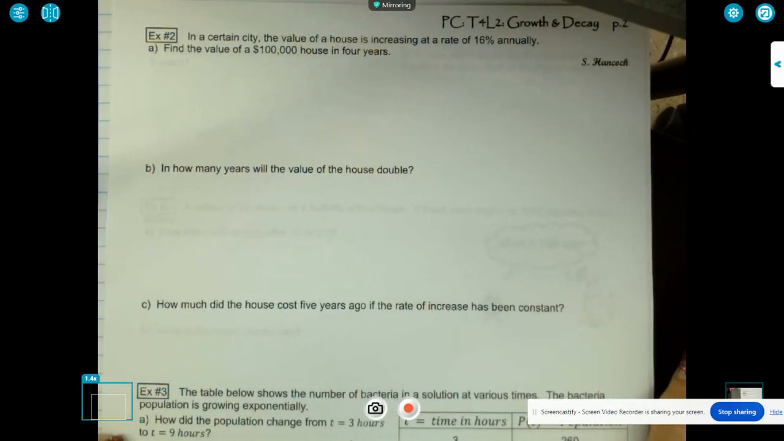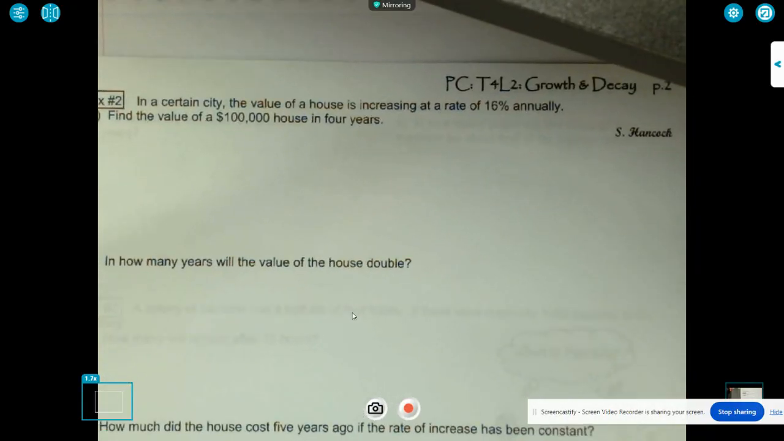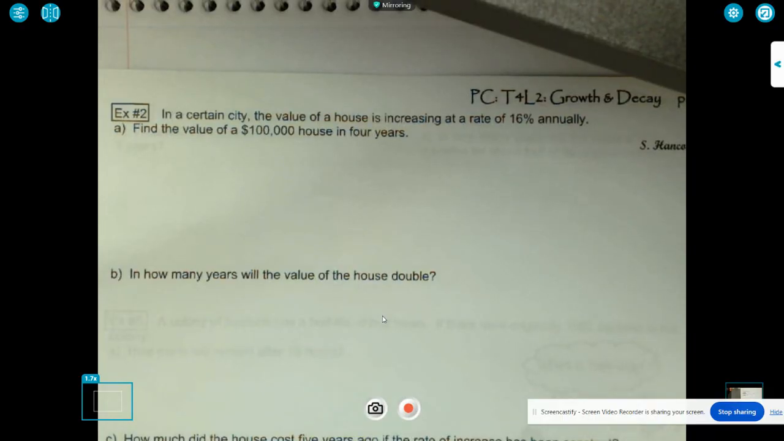Good stuff. Grab that calculator. Make sure you have it. You're going to need it. All right, in a certain city, the value of a house is increasing at a rate of 16% annually. Find the value of a $100,000 house in 4 years. All right, so which formula are we using here, left or the right?